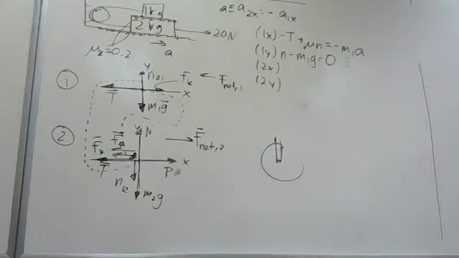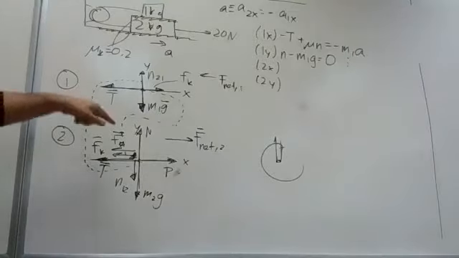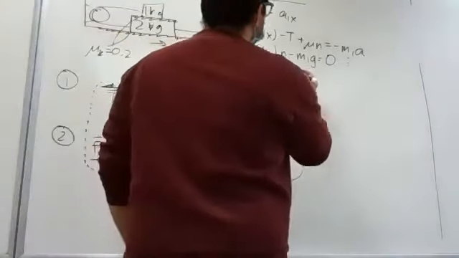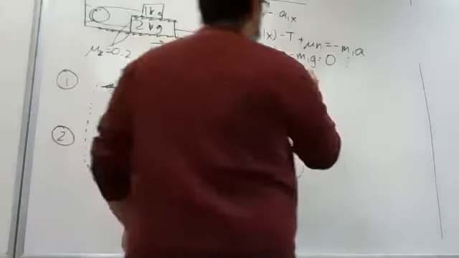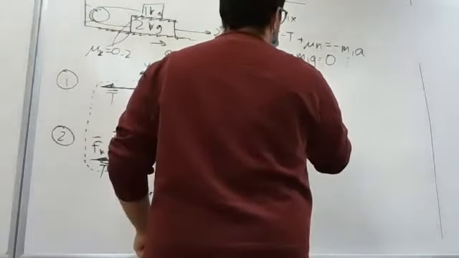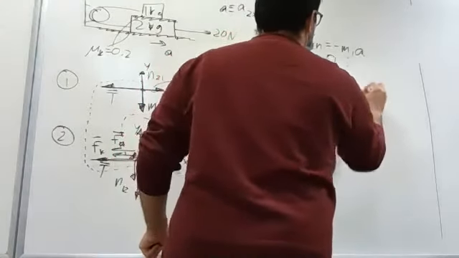There's no acceleration in the y direction. X direction for 2, that's probably the hardest, so let's leave that for last. So 2y, we've got, as is the case when we've got blocks stacked on top of each other, capital N minus little n minus m2g equals 0.